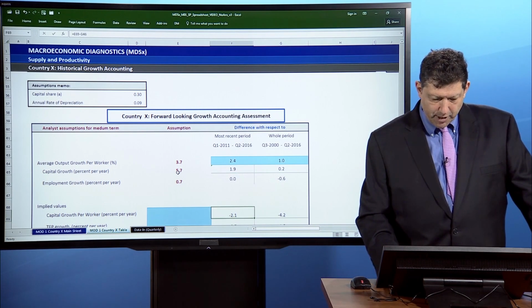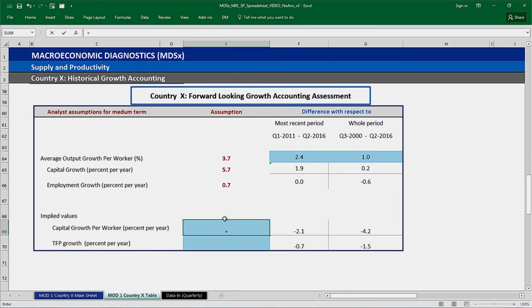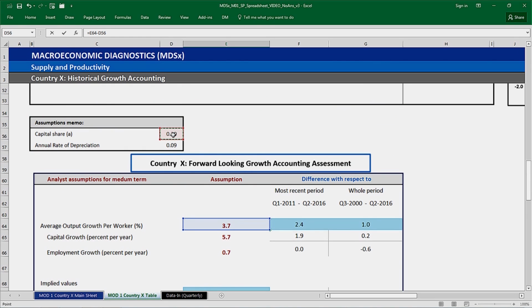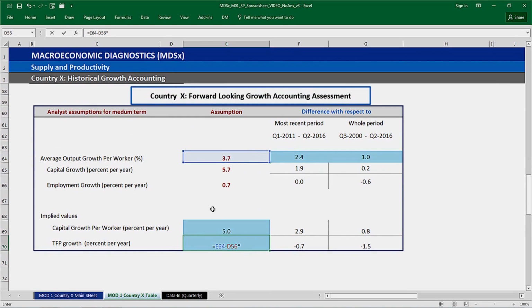I'm going to return to my spreadsheet, and you'll remember that I'm going to calculate capital growth on a per-worker basis. So there we are, and we can see that capital growth on a per-worker basis is much higher than the previous period, and it's also somewhat higher than historical. But now I'm going to calculate TFP, and all I'm going to do is take average output growth per worker minus, and let's go up here and get that, the capital share multiplied by capital growth per worker, and we get TFP growth of 2.2%.